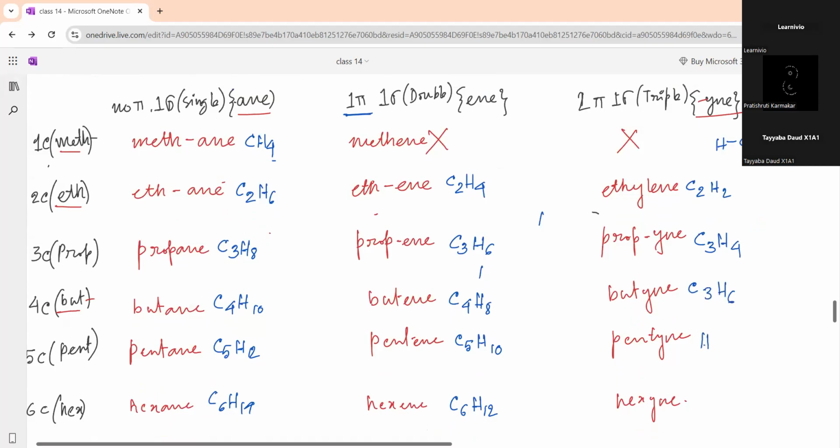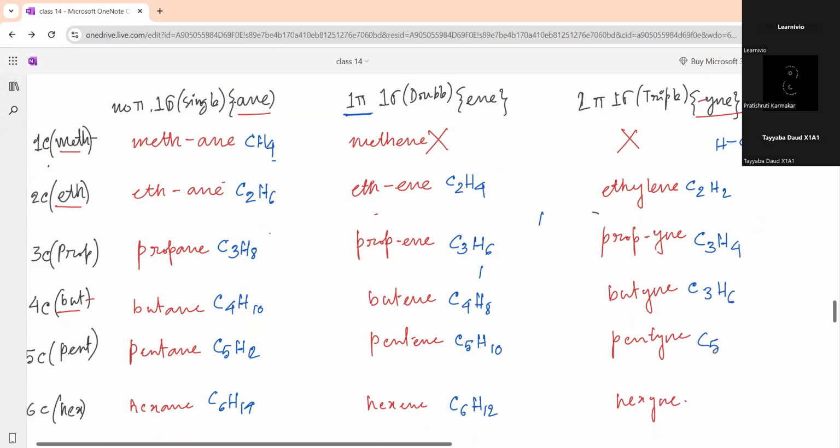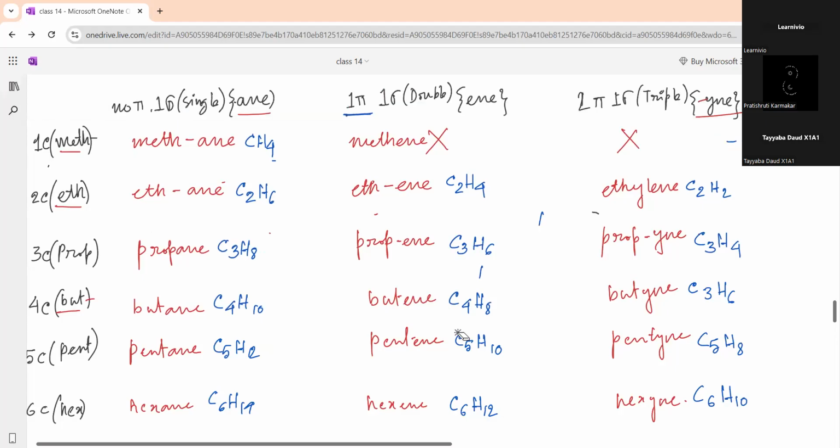C4H6. For pentyne, it will be C5H8, and for hexyne, it will be C6H10. Okay. Now, seeing those structures, can you give me any common formula for alkyne, alkene, and alkane?